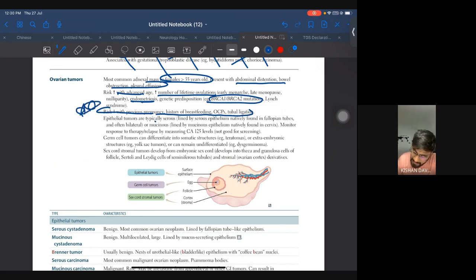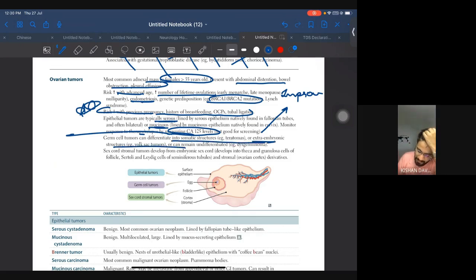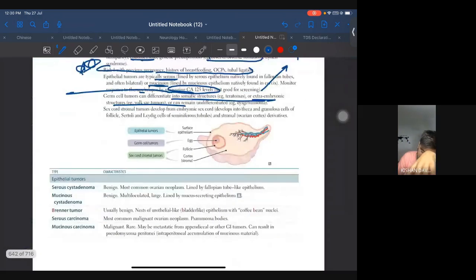Epithelial tumors are typically serous or mucinous. Monitor response to therapy by measuring CA125 level. CA125 levels are not used for screening, and not used for diagnosis. You will use them to check whether, after treatment, the patient is improving or not. Germ cell tumors can differentiate into somatic structures. So we'll do the germ cell tumors here. First, let's have a look at this once.